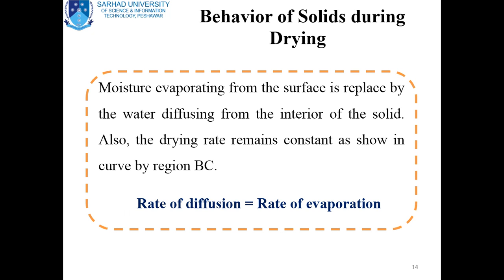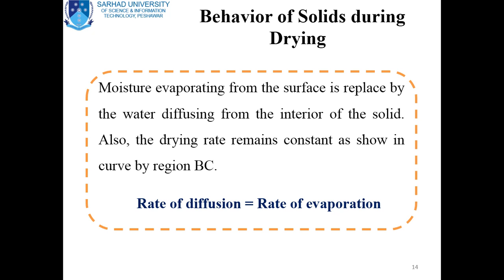In this constant rate period, moisture evaporating from the surface, in the form of the liquid film, is replaced by water diffusing from the interior of the solid, and it is continuously replaced by the process of diffusion. The drying rate remains constant as shown in the curve by the region BC. So we can conclude that the rate of diffusion becomes equal to the rate of evaporation.